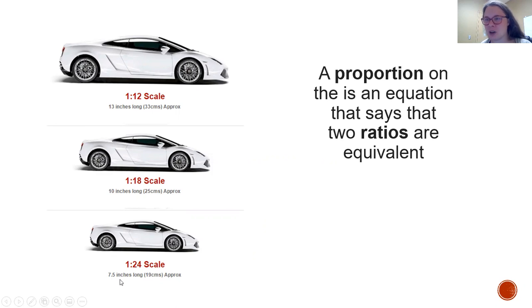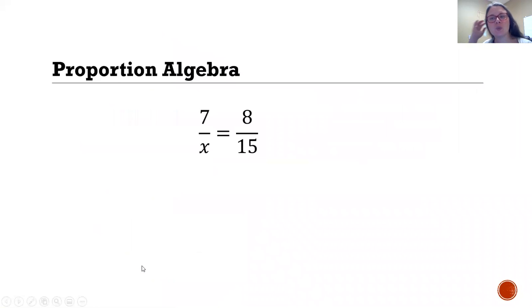I just grabbed this from model cars. Those are common scales you would see. We'll see scales in blueprints, and because of proportions, we can figure out what the actual measurements are going to be. So first thing we need to do is know a little bit of proportion algebra. If we can do the algebra, then we're going to be able to solve the word problems. If you can't do the algebra, we're going to be screwed, quite honestly.